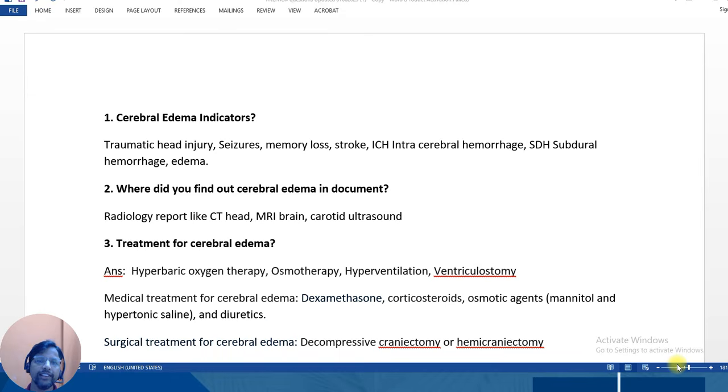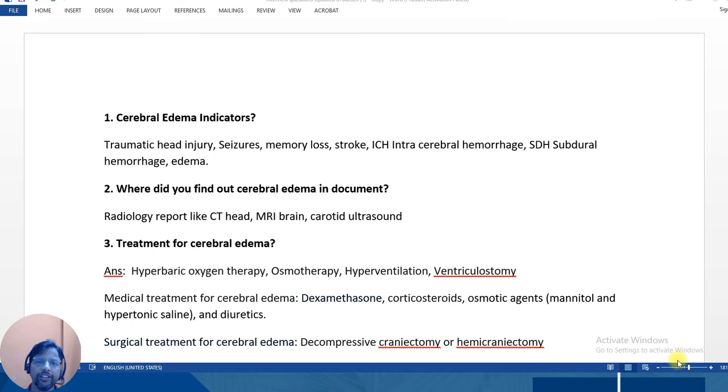So the first one is cerebral edema indicators. What are the indicators for cerebral edema? Traumatic head injury, seizures, memory loss, stroke, ICH (intracerebral hemorrhage), SDH (subdural hemorrhage), edema. Basically these are the indicators for cerebral edema. If the patient is having memory loss or stroke or seizures, you can think the patient might have cerebral edema.